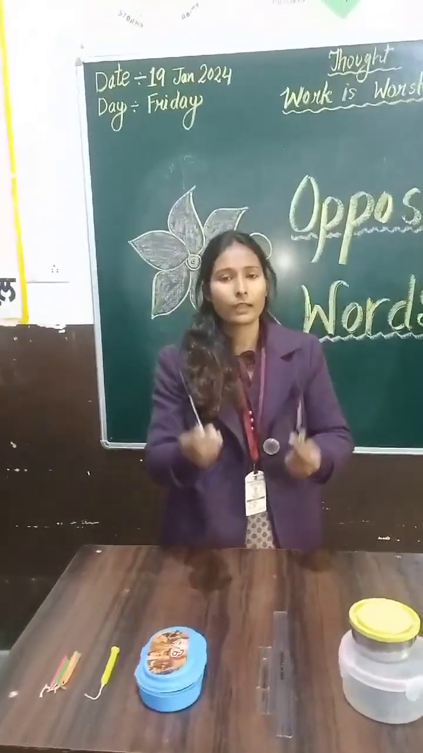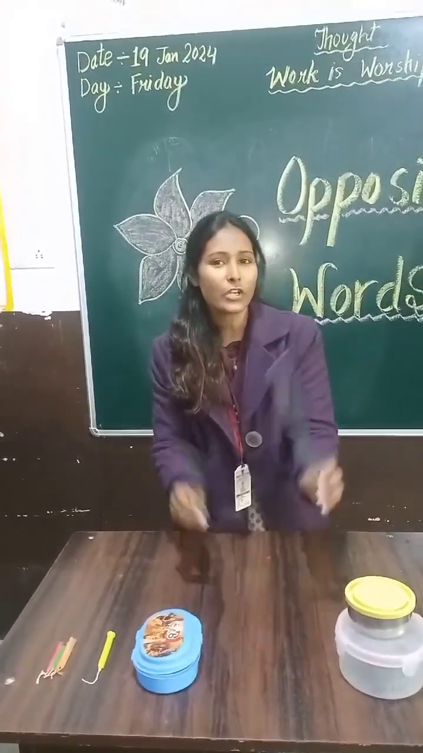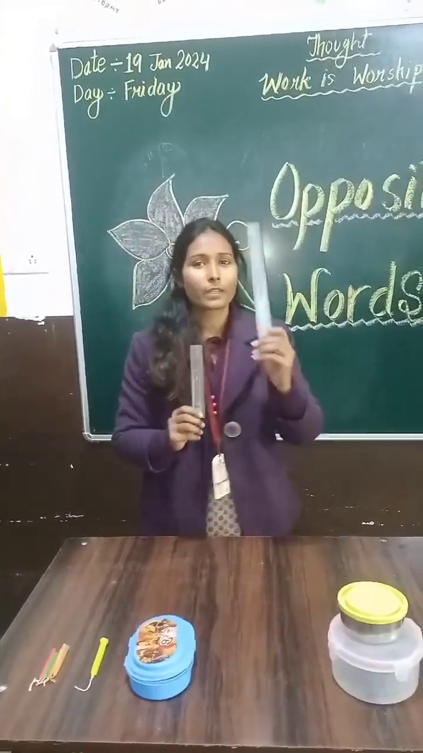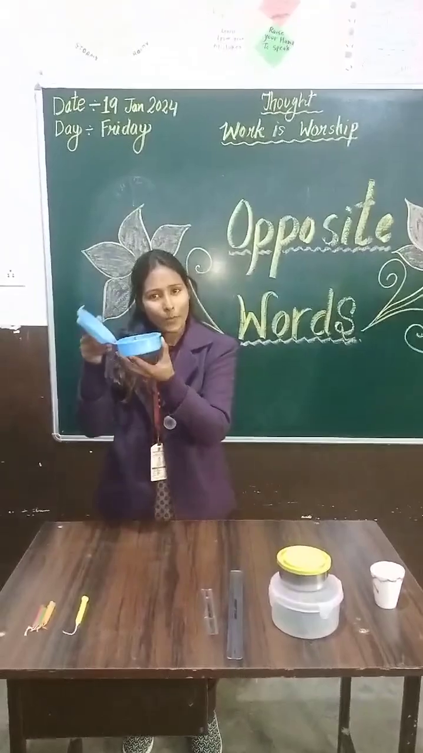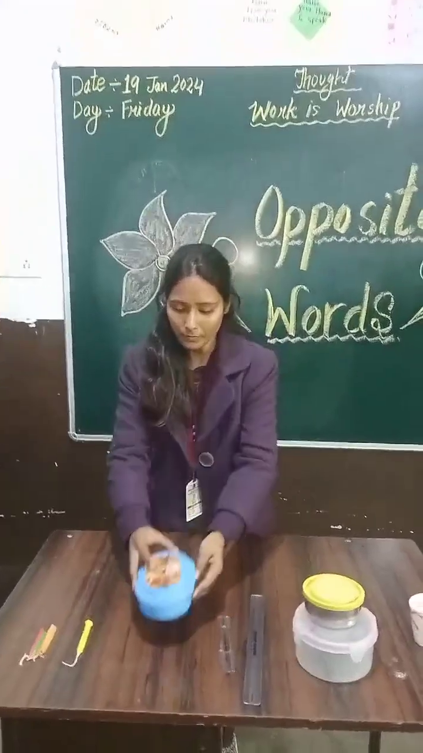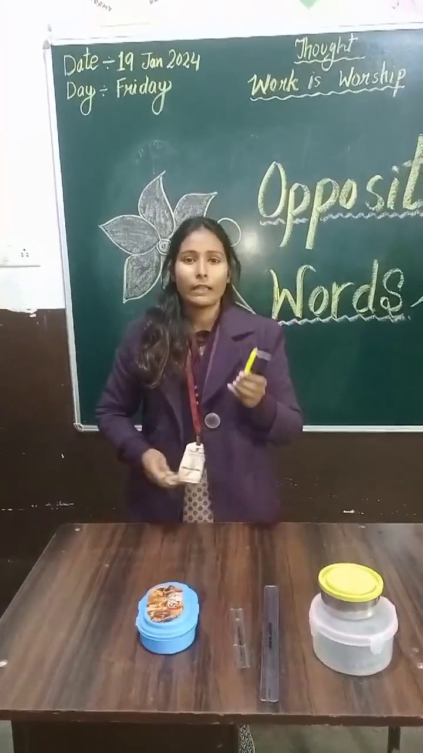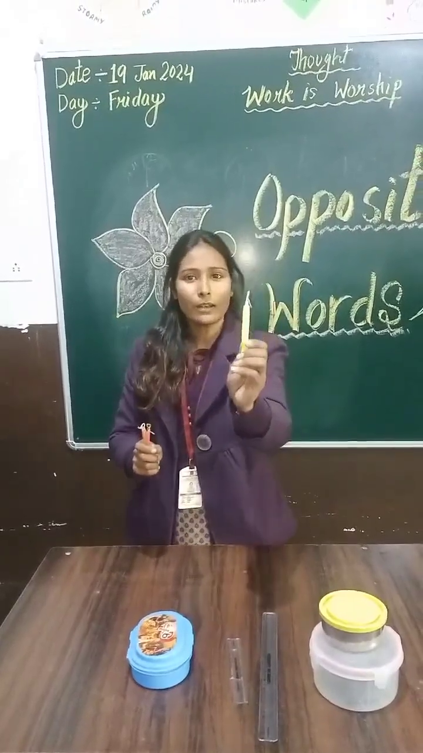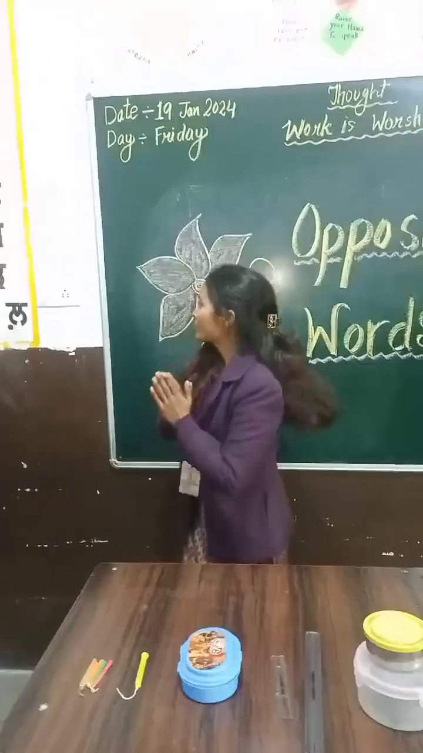Thick, thin. Next is long and short. Long, short. Next is open, close. Open, close. Next one is one, many. I have one candle and many candles. One, many. The second way is with action.